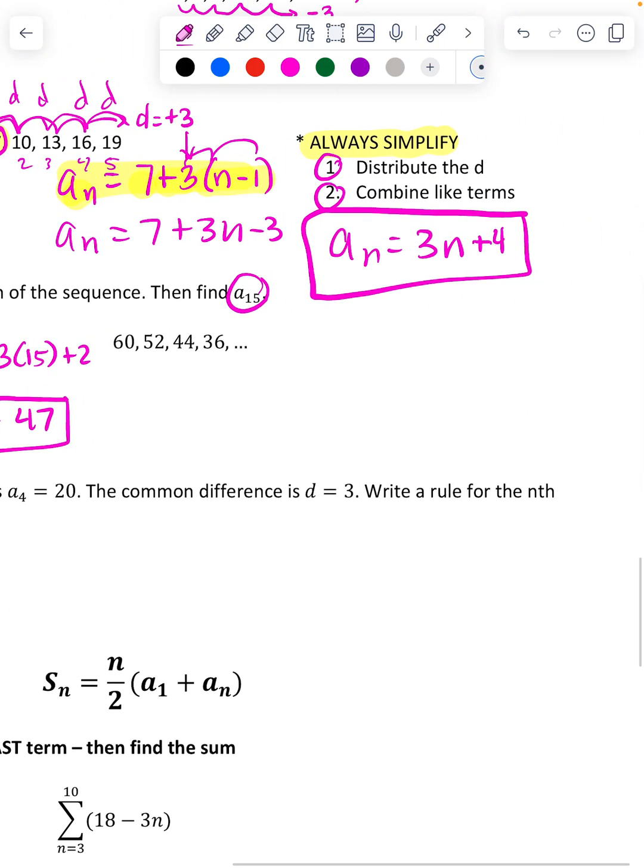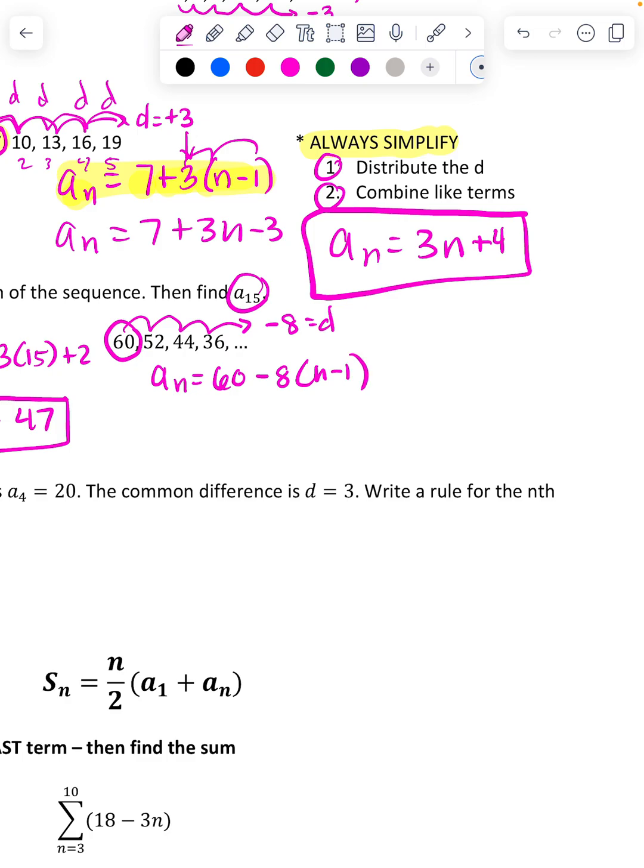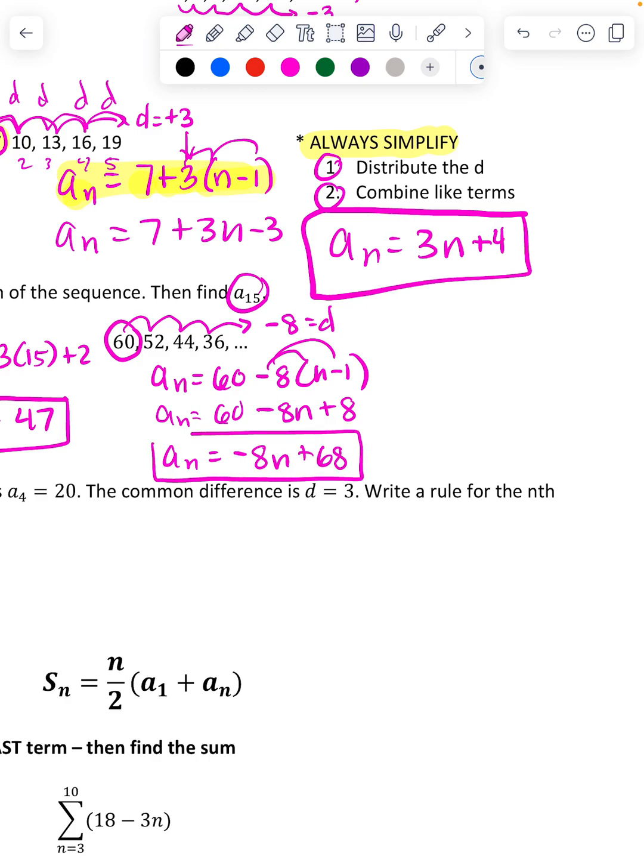Let's see what's going on here. If I look at this, I can figure out that these are going down by 8. And so that's my common difference. It's starting at 60. So I start with 60 for any term, and in this case it's minus 8 and n minus 1 times. So be careful with distributing because you're distributing a negative. So negative 8 times negative 1 is going to be a positive 8. So my explicit rule is negative 8n, and then 60 plus 8 will leave me with 68 because those are both numbers, so they can go together.